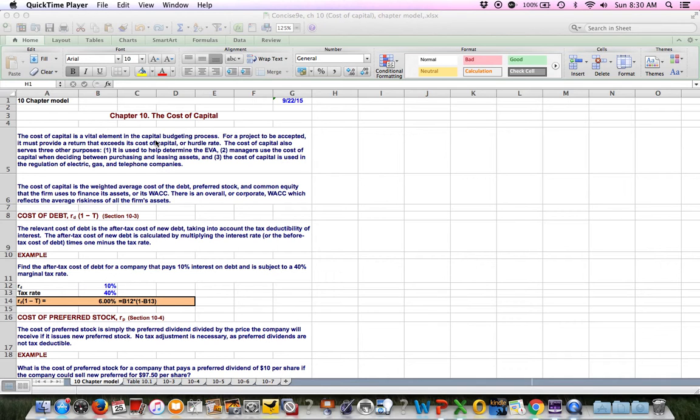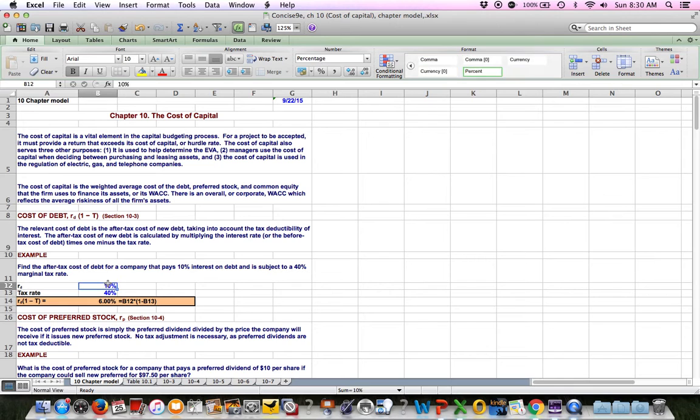And then again, this Excel is just right from the book. The book uses some pictures of this Excel as they walk you through the Allied Foods example. And what's nice about these is you get to see the formulas.